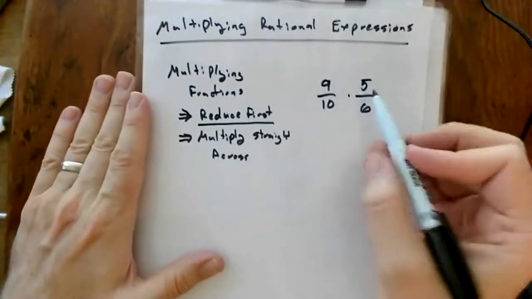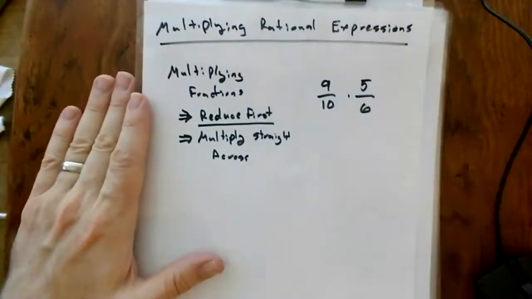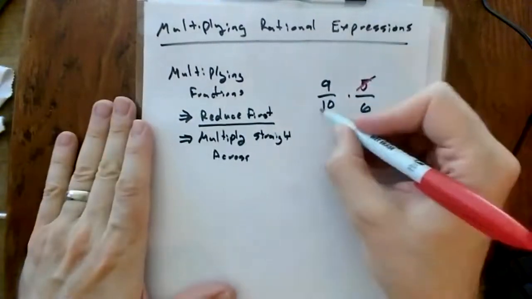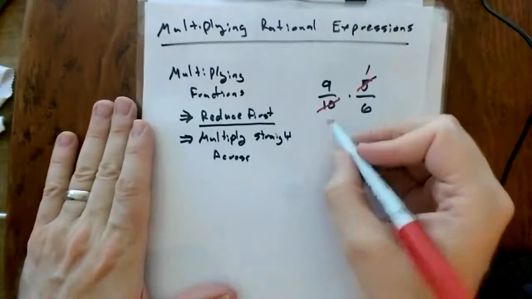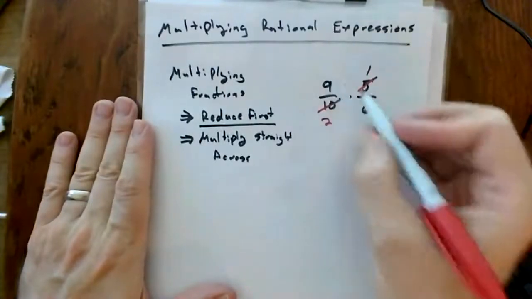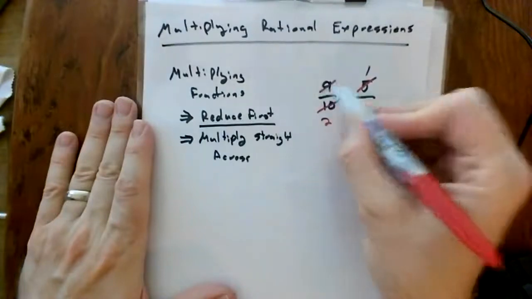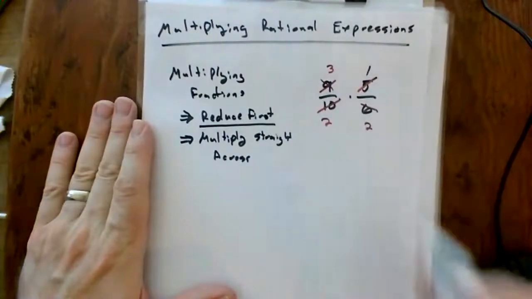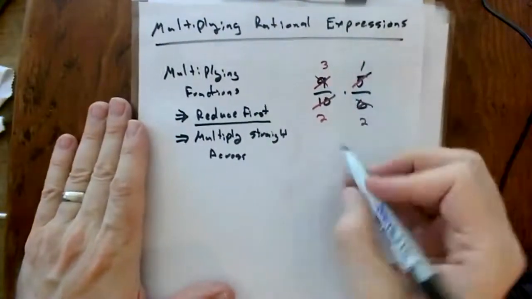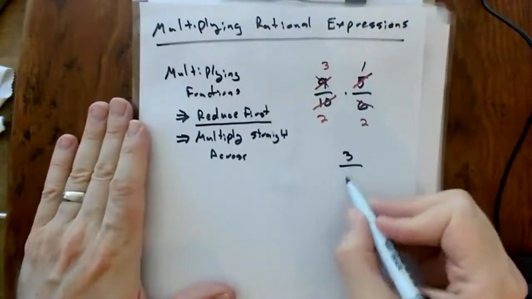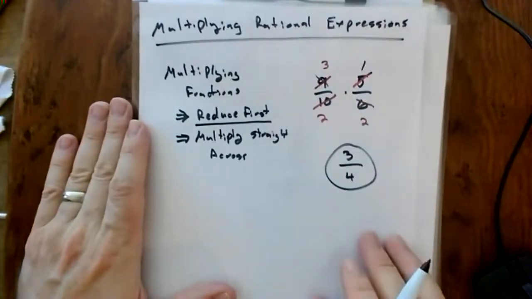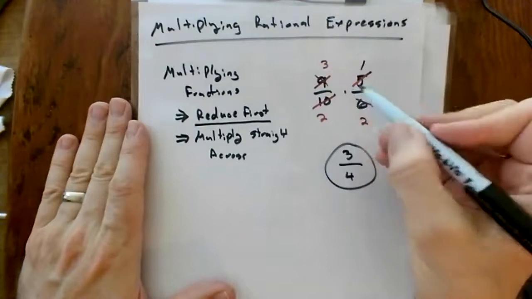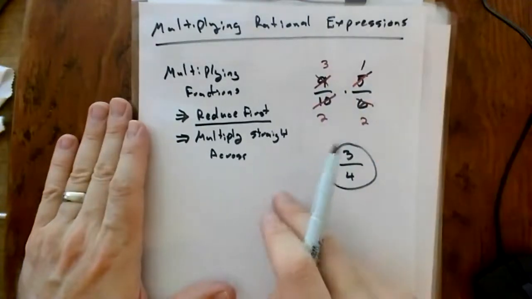Rather than say, okay, this is going to end up being 45/60, what we should be doing is saying, oh, well, I see 5 goes into both 5 and 10. 5 goes into 5 once, it goes into 10 two times. And then I look and see that 3 is a factor of 9 and 6. 3 goes into 9 3 times. 3 goes into 6 2 times. So when I multiply, I'll have 3 times 1 is 3, 2 times 2 is 4. And we'd be done. When we're multiplying, it's a good policy to reduce first and then multiply straight across.